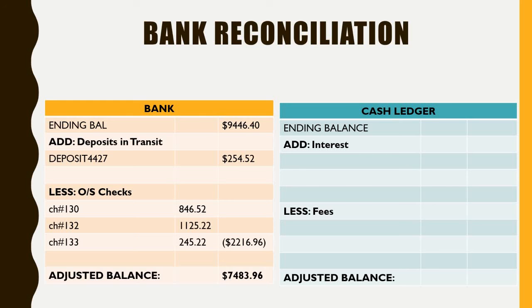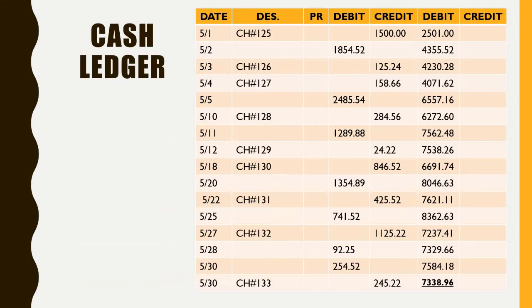Now we can go ahead and move on to our cash ledger. So the first thing we're going to take a look at is our ending balance in our cash ledger. Okay, so here's our cash ledger, right? This is our books. We're going to take a look at our ending balance. So what is my ending balance as of May 30th?